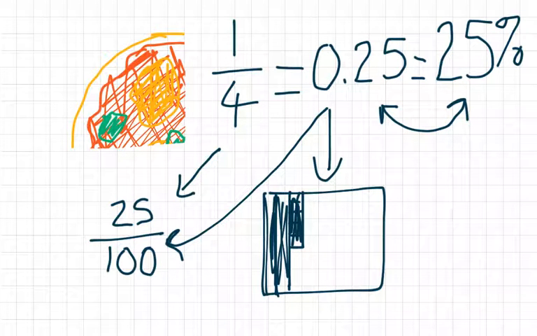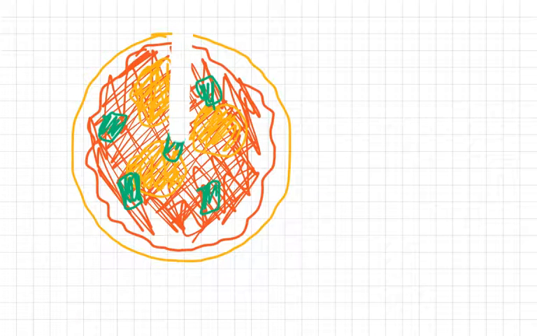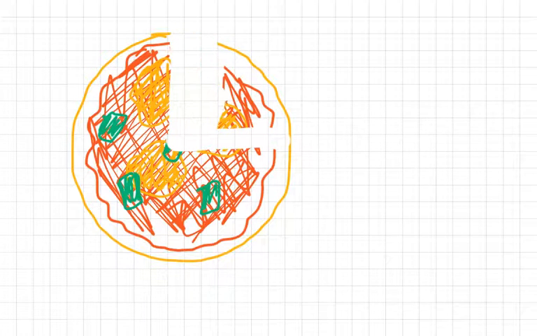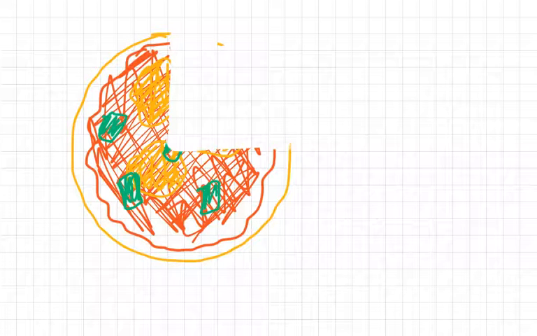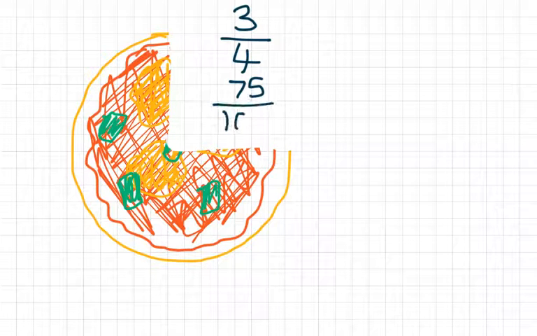Okay, what I want you to imagine now is that we've eaten this much of the pizza. Can you see where I'm going here? So now I've got 3 out of 4 pieces. An equivalent way of saying that is 75 over 100. And that's because 75 is 3/4 of 100.